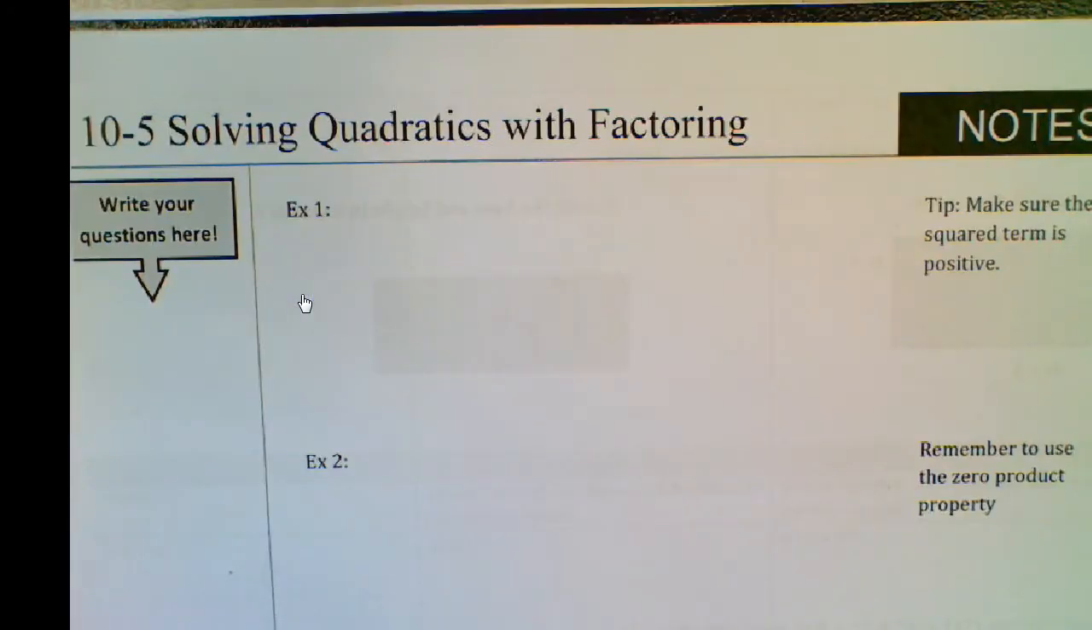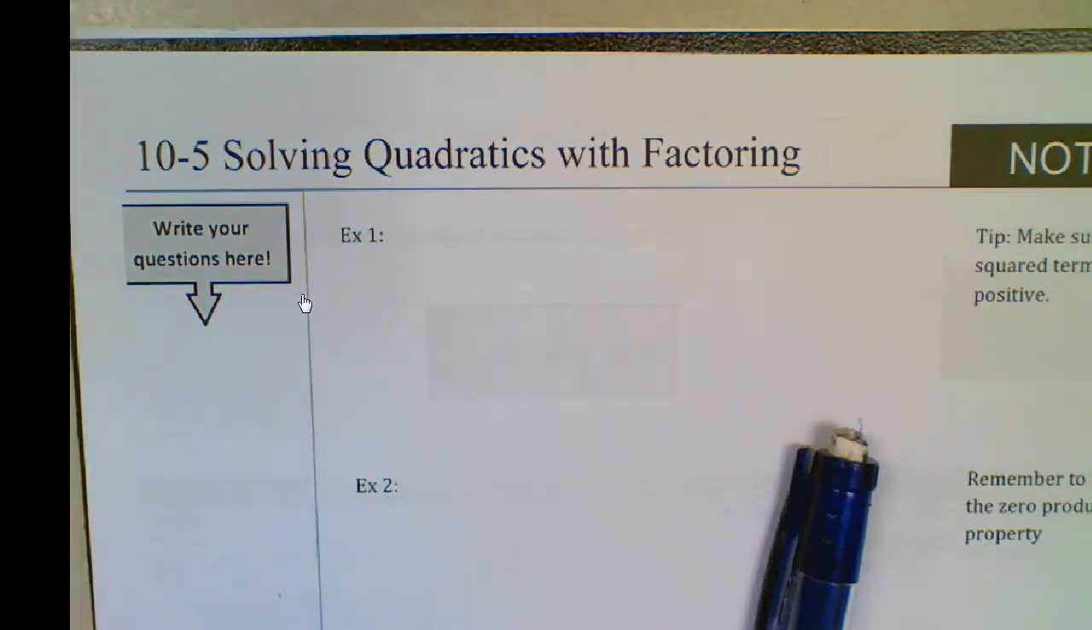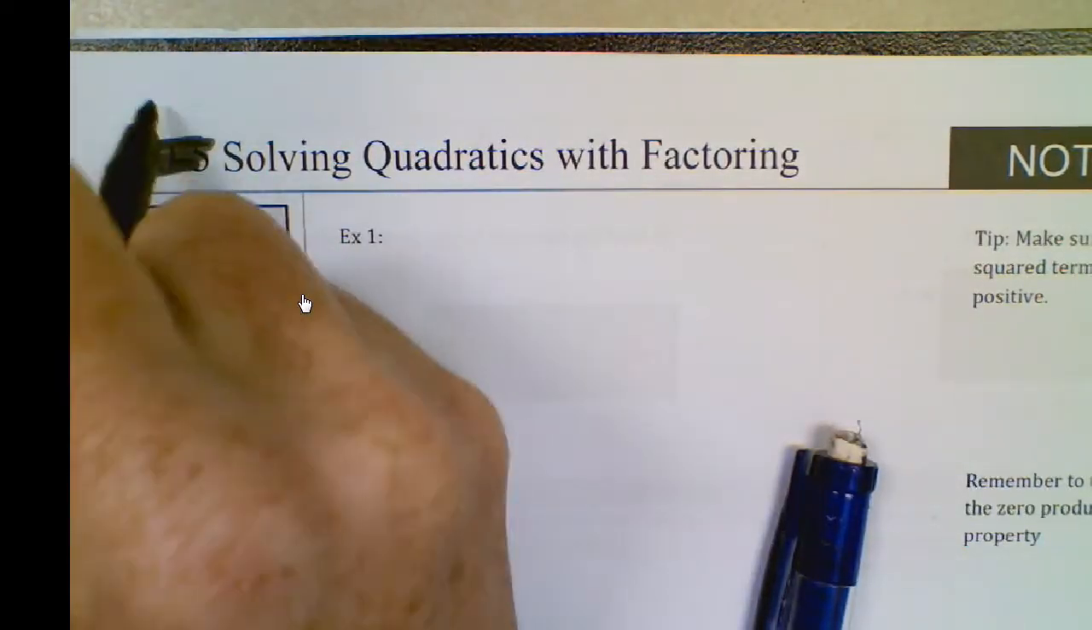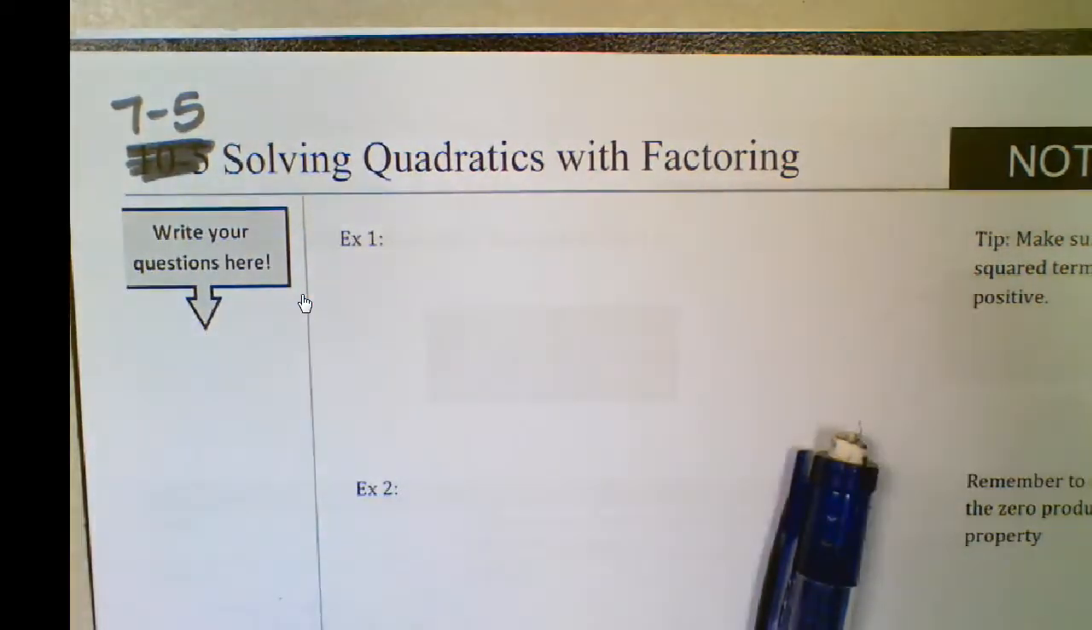Alright, last section in our polynomials unit, and this is actually supposed to be not 10-5, but 7-5. That's a typo. Not quite sure how I did that, but who knows.